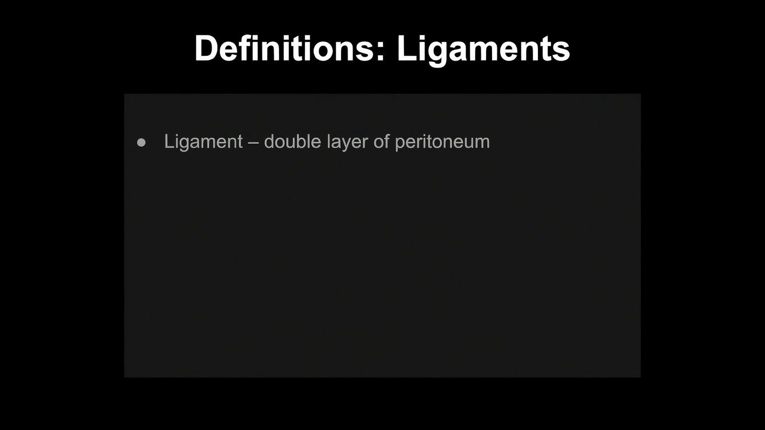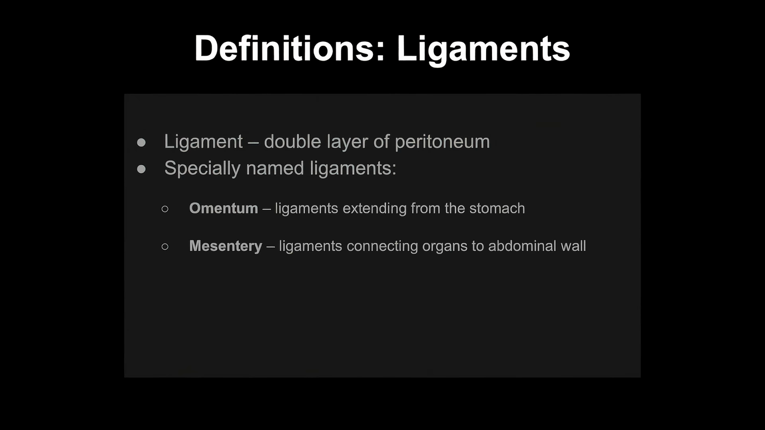Peritoneal ligaments are nothing more than a double layer of peritoneum that supports a structure within the peritoneal cavity. The words omentum and mesentery that you've probably heard before are nothing more than specially named peritoneal ligaments, or double layers of peritoneum. When you hear the word omentum, it's just referring to peritoneal ligaments, aka a double layer of peritoneum that extends from the stomach to another structure.